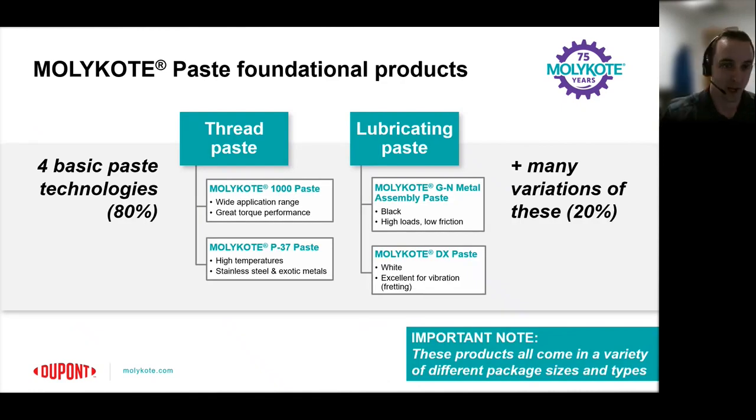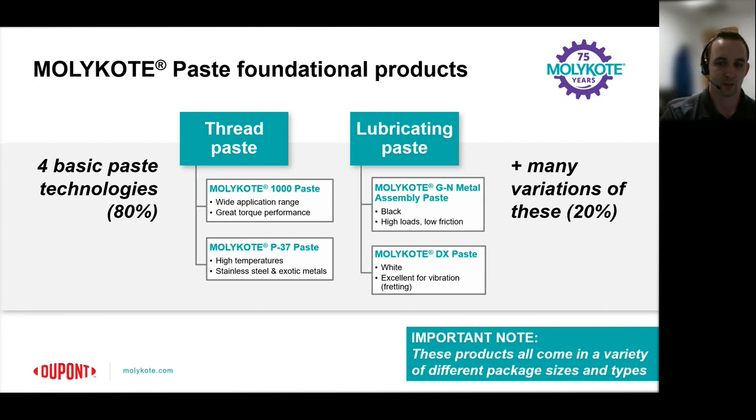The MOLYKOTE paste product portfolio can be pretty overwhelming, which is why we came up with these 4 basic pastes to use as a starting point. These can address about 80% of all the applications that you may run into. For the thread paste, we usually start with 1000 paste or the P37 paste. The 1000 paste is great for many threaded connections, but we do recommend the P37 paste when extreme high temperatures are being used, especially with materials such as stainless steel and other exotic metals.